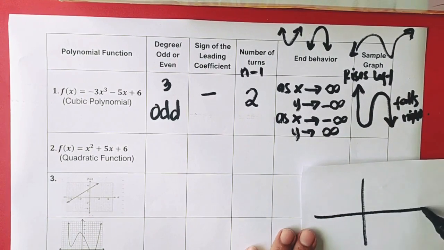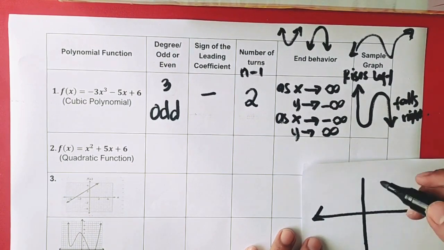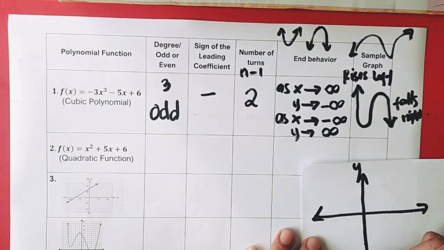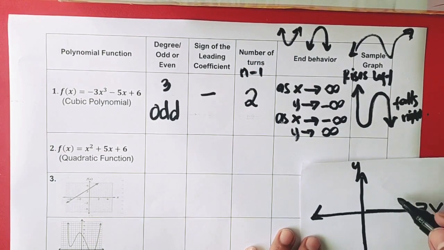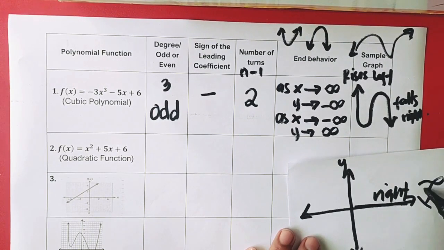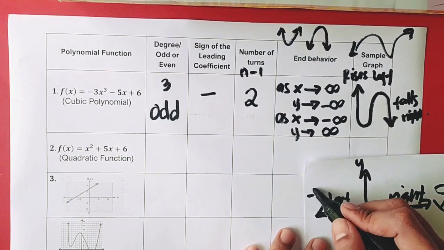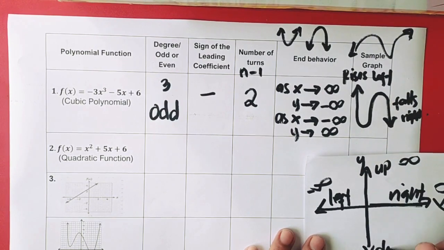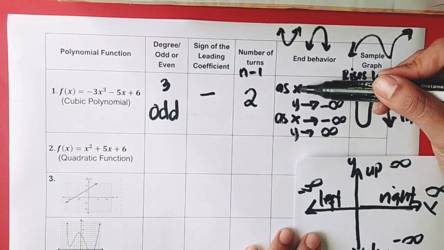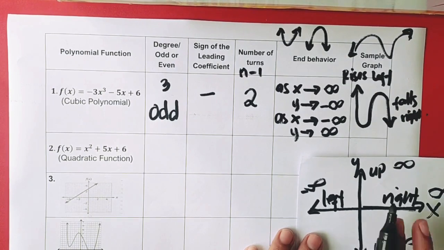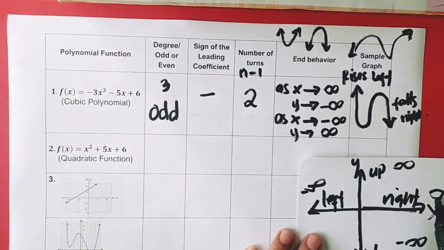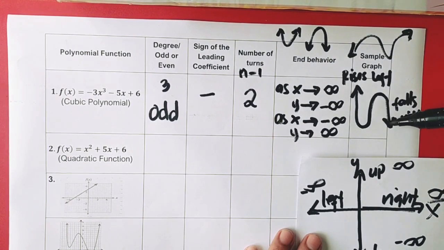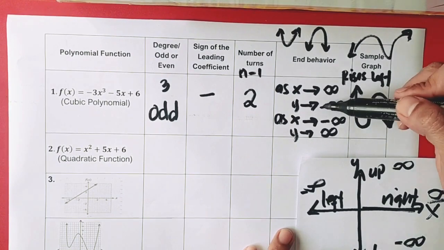In a y and x axis, this is y, this is x. The numbers going to the right are positive infinity. Going to the left, it's negative infinity. Going up, it's positive infinity. Going down, the numbers are negative infinity. Okay, here, as x goes to the right, to positive infinity, where is the right tail? It's here. It's going down. So that is negative infinity. So y is negative infinity.